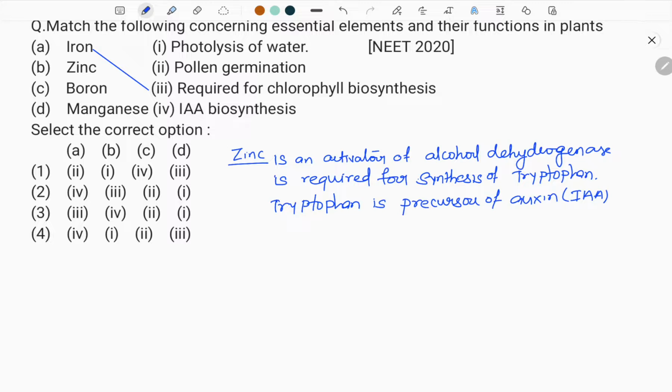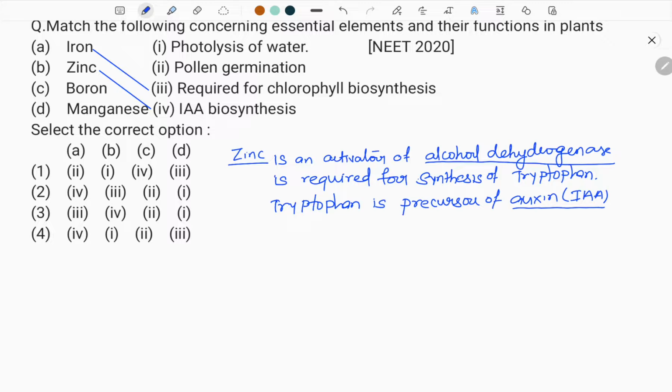So zinc is required for synthesis of tryptophan, and tryptophan is a precursor of auxins, that is IAA, and zinc is an activator of alcohol dehydrogenases. So you can put up here that zinc is for biosynthesis of auxins, that is IAA.